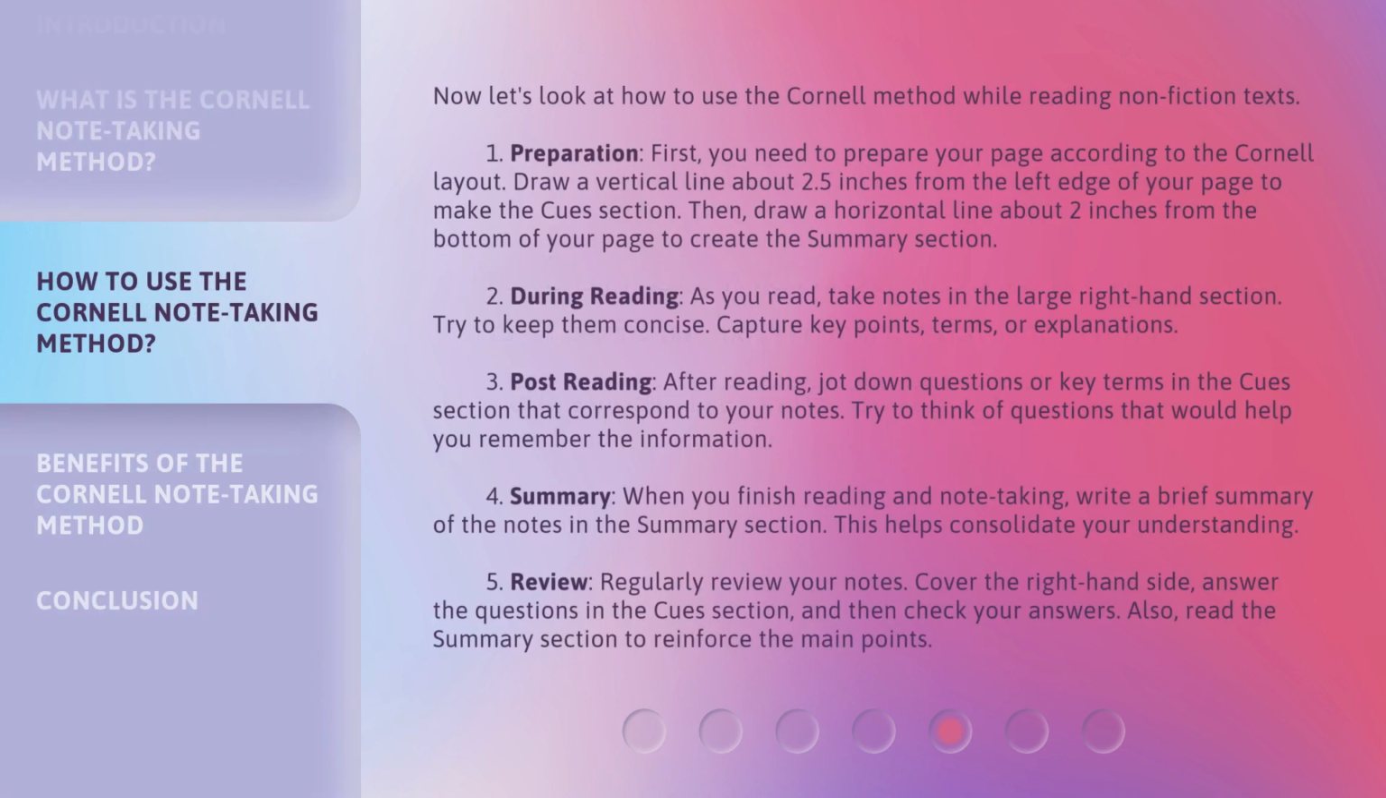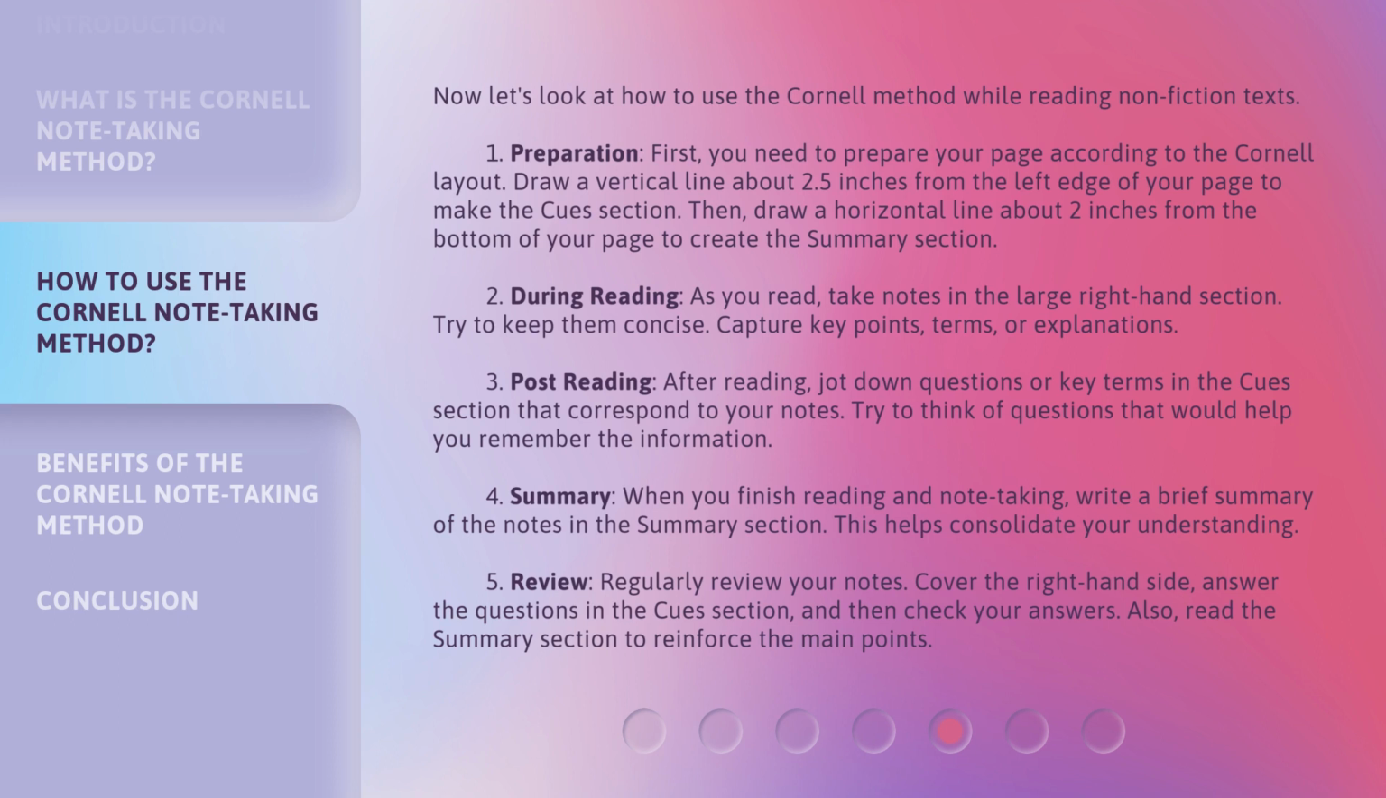Now let's look at how to use the Cornell method while reading nonfiction texts. 1. Preparation. First, you need to prepare your page according to the Cornell layout. Draw a vertical line about 2.5 inches from the left edge of your page to make the cues section. Then, draw a horizontal line about 2 inches from the bottom of your page to create the summary section.